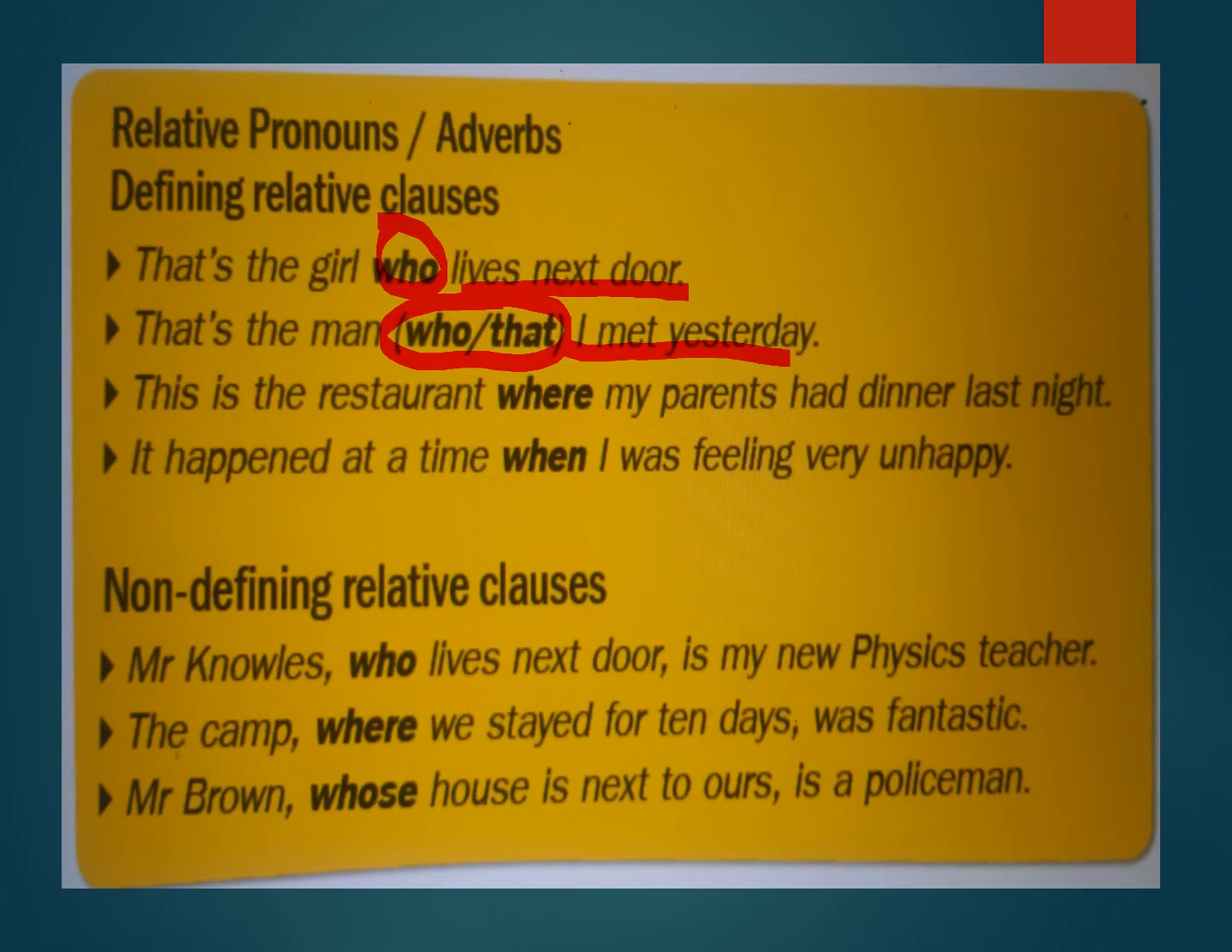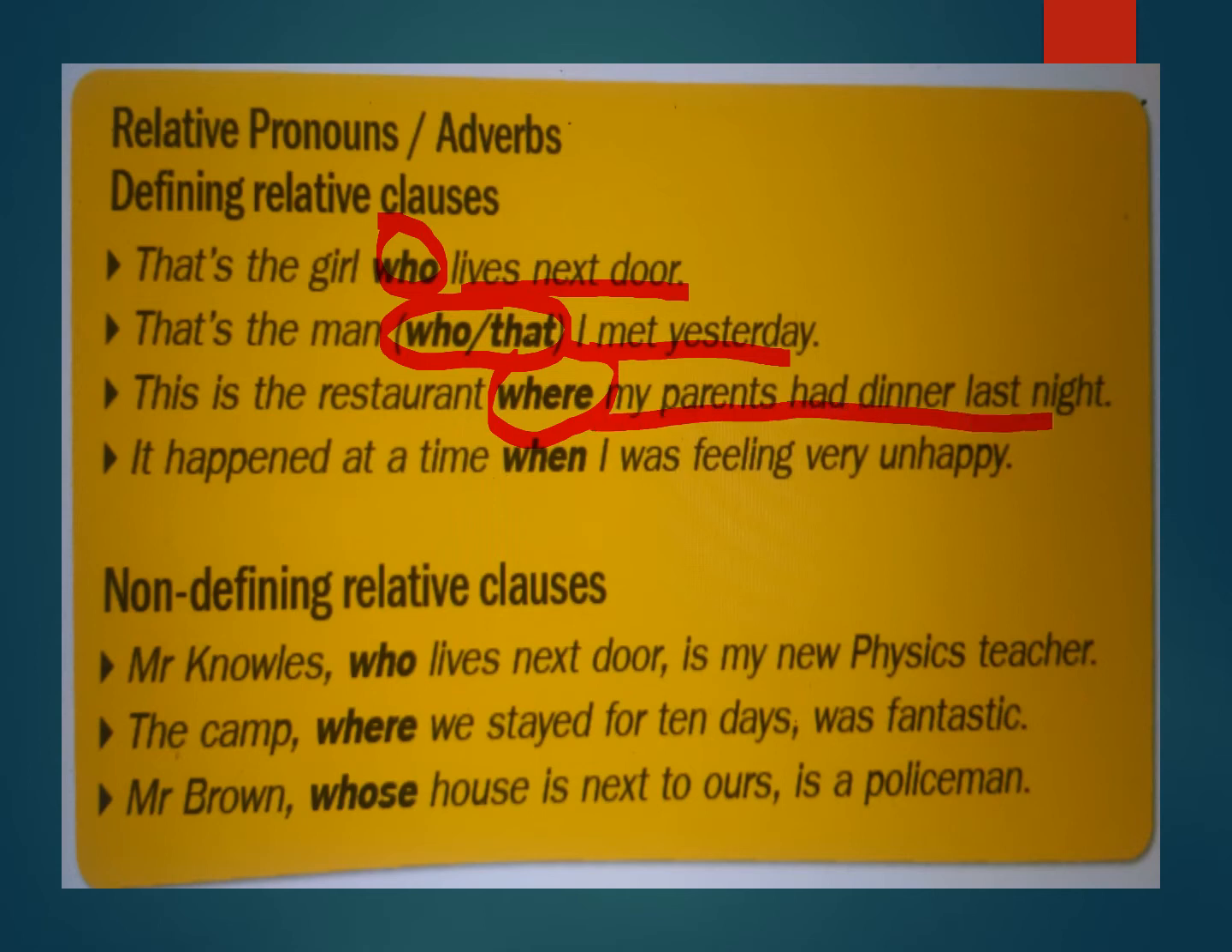Let's see the third one. Who can read the third one? Ziad, but raise your voice. This is the restaurant where my parents had dinner last night. Very good. Could you tell me where is the relative pronoun? Where. Very good, Ziad. And who else can tell me the relative clause? Where my parents had dinner last night. Very good. This is the relative clause.